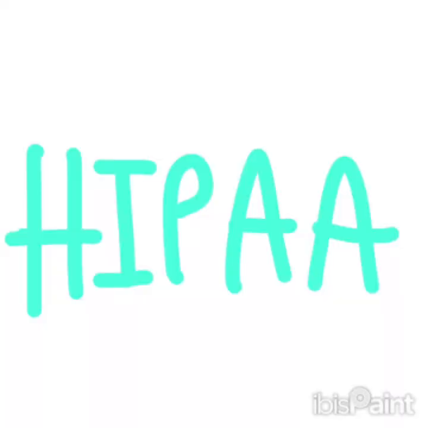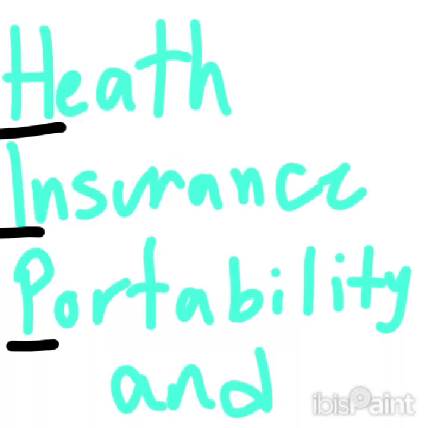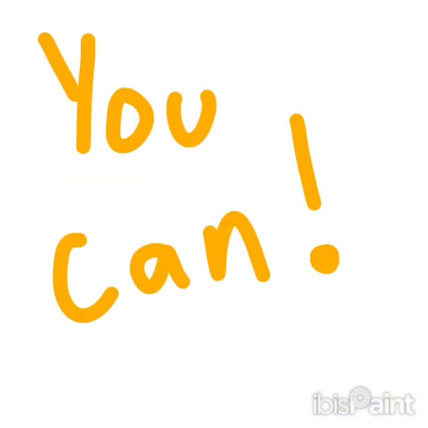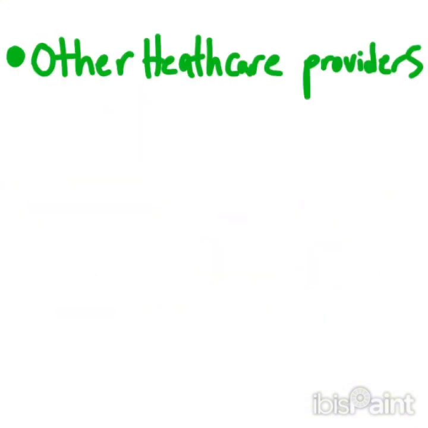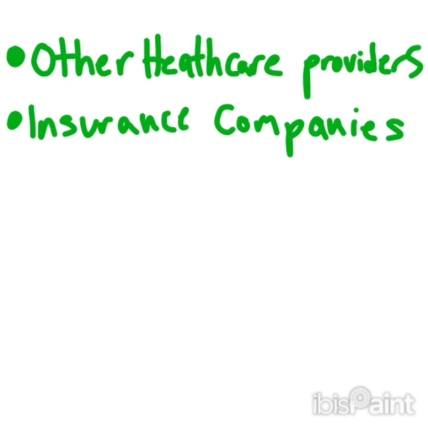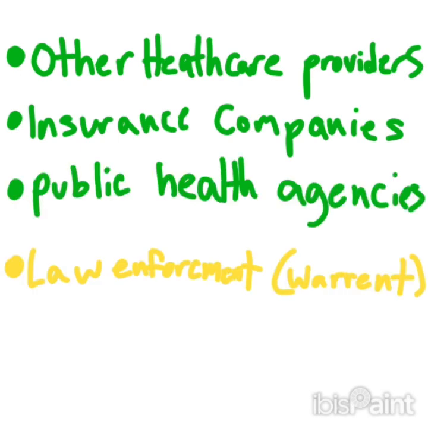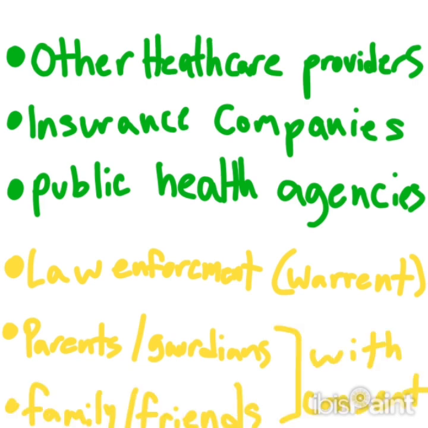Moving on to HIPAA. HIPAA stands for the Health Insurance Portability and Accountability Act. So who can see my records? Well, you can, and so can other healthcare providers, insurance companies, public health agencies, law enforcement if they have a warrant, parents, guardians, and family friends who have permission.